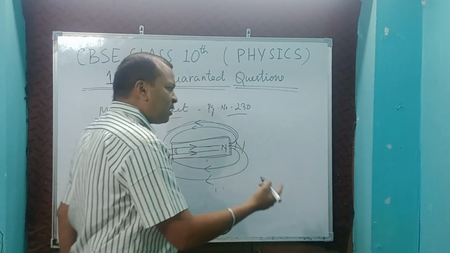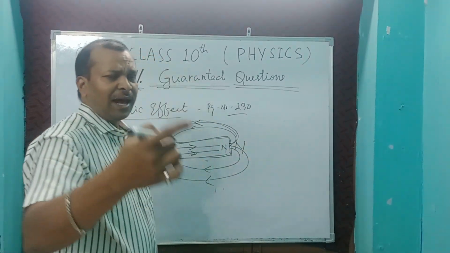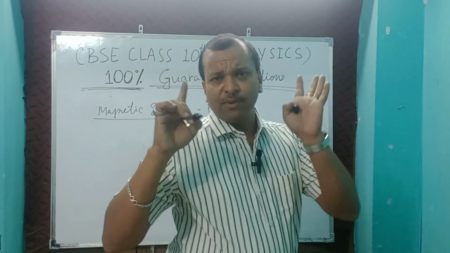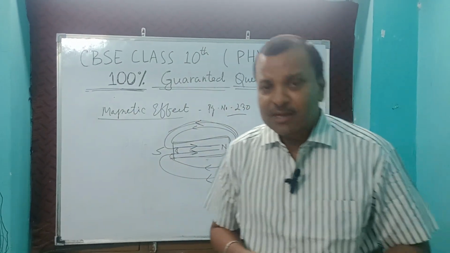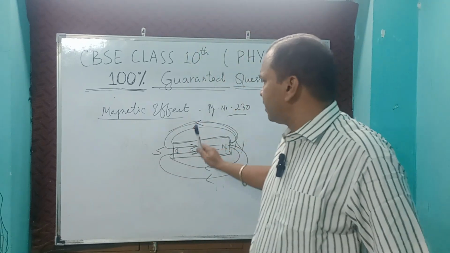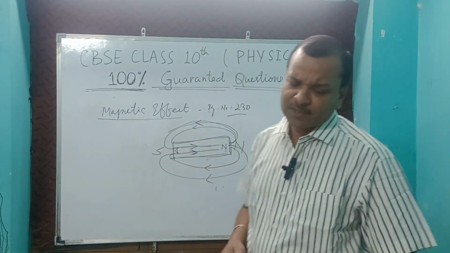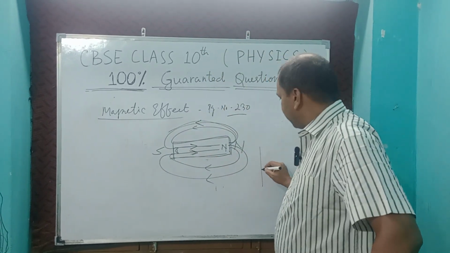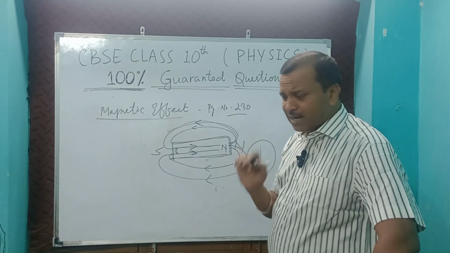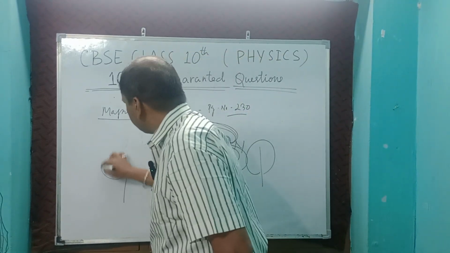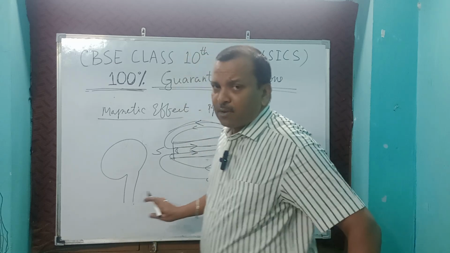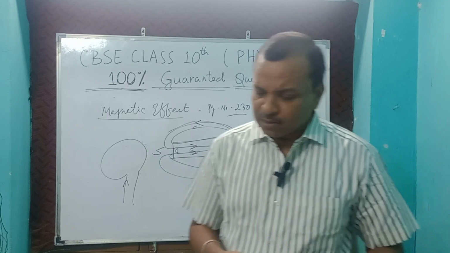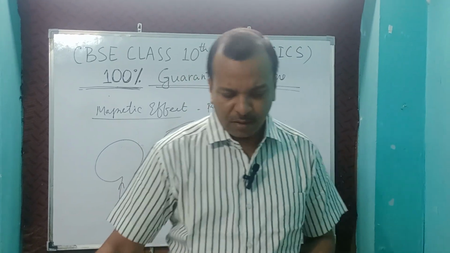Same thing in a solenoid also. A solenoid acts like a bar magnet. You are going to get one question from the solenoid. Solenoid is extremely important, more important than the bar magnet. Clear? And another, a straight current-carrying conductor. This question also you will get, or this one. Clear? What is this? A coil. Current through a coil.